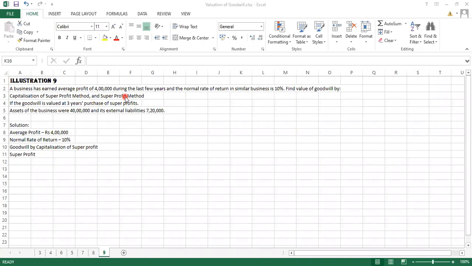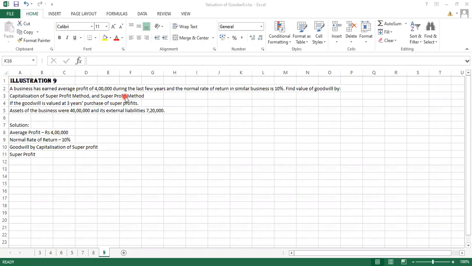Assets of the business were 40 lakh and its external liability is 7,20,000. Assets, how much do we have in the business? 40 lakh. And how much are the outside liabilities? 7,20,000. So this is the information which is given to us for calculating the capital employed.